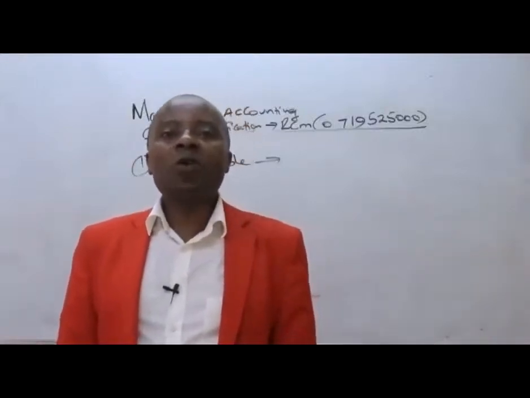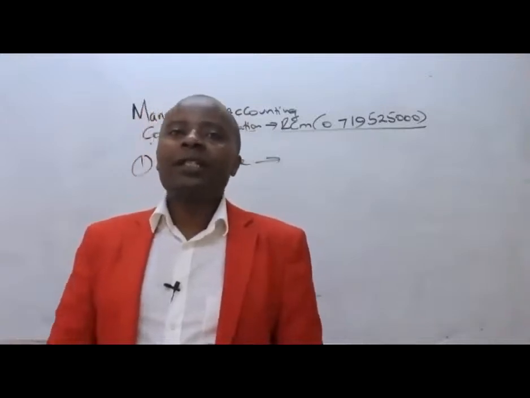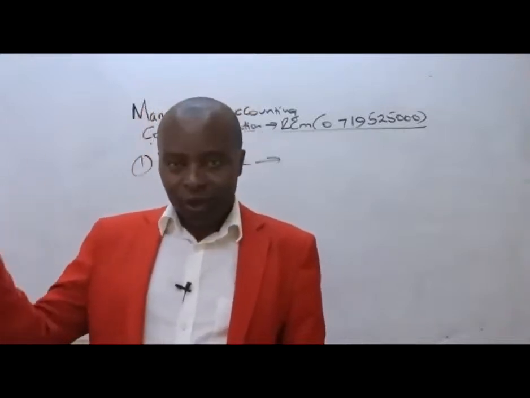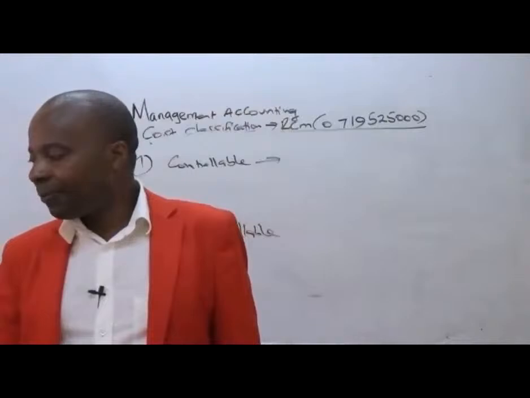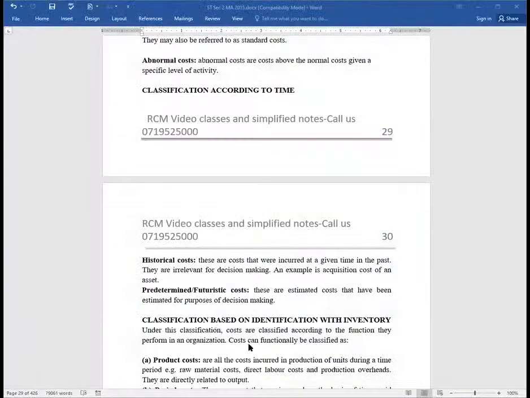And as we shall be seeing later on, historical costs really don't influence our decision making in the future. And then we have, ladies and gentlemen, what we call futuristic. The second class here is the futuristic, future or predetermined cost. These are estimated costs that have been estimated for purposes of decision making, costs that have not yet been incurred, which for purposes of creating a platform of effective decision making, we are trying to estimate. So that is very, very important for you to understand.